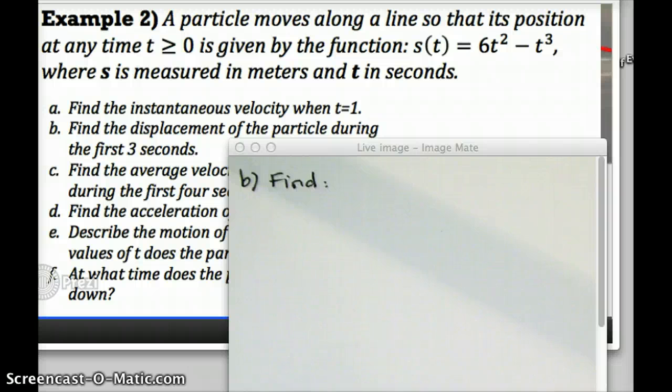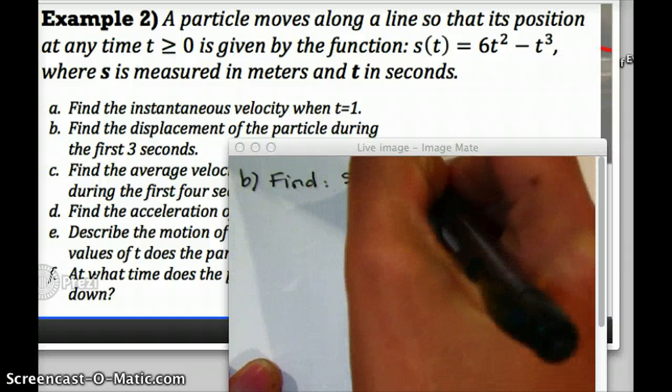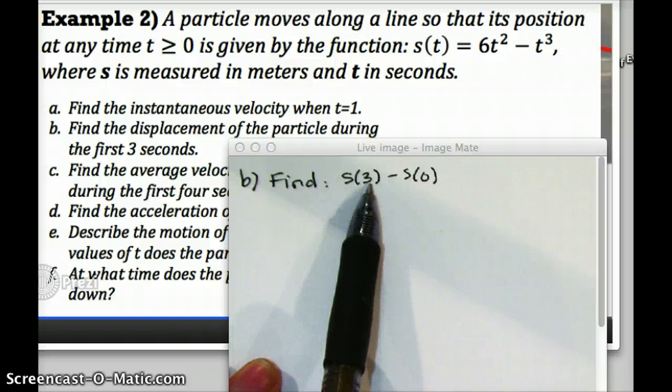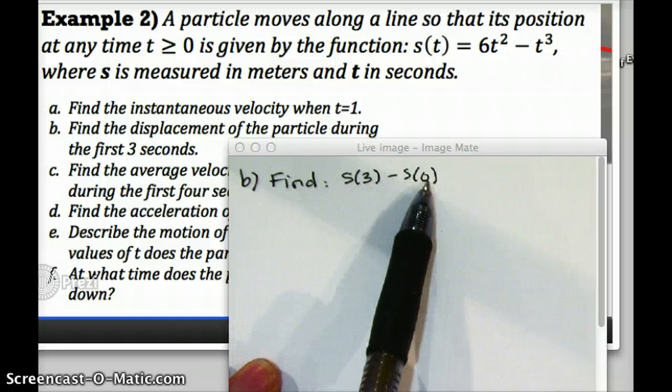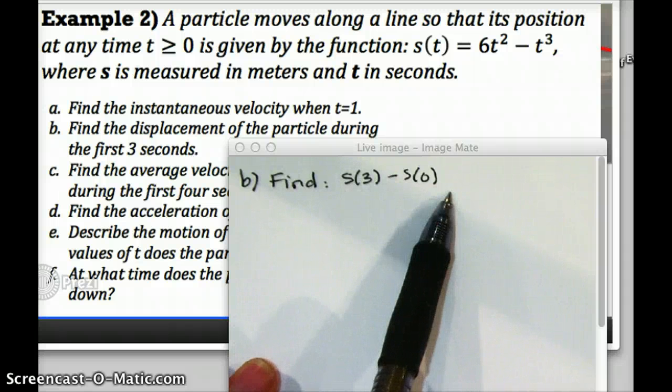So you would calculate where the particle was at the beginning and where the particle was after 3 seconds, and then subtract the two. That's what displacement means. Listen to that again if you need to and make a note, because it's a word that's going to come up a bunch. If I wanted to abbreviate, what I would say is what I'm trying to find is s of 3 minus s of 0. And what this means is the position at time 3, and then I'm going to subtract the position when it started, and that's going to give me the total change in where the particle was.